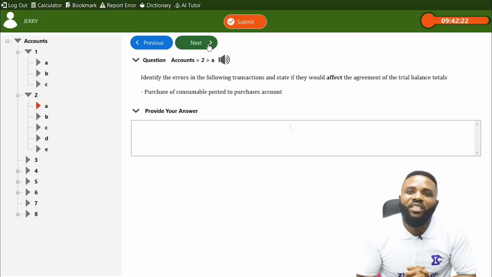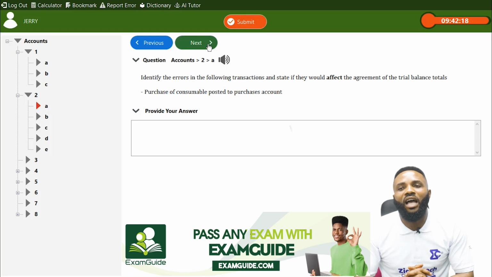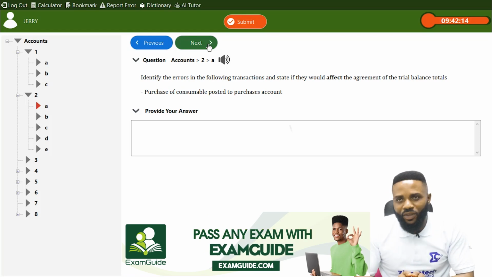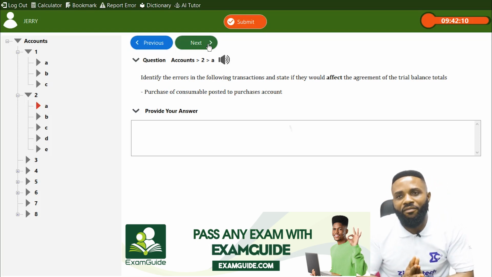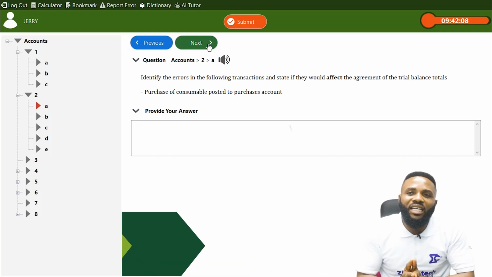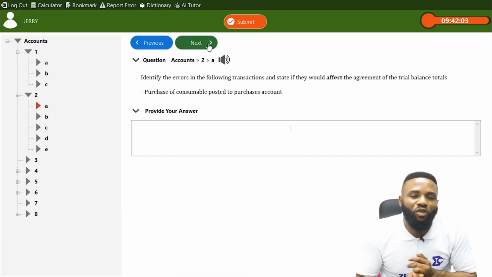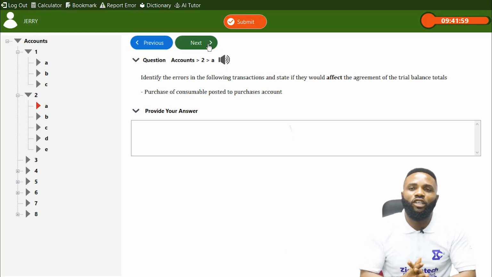Number one, he said purchase of consumable posted to the purchases account. Now, when you go to the market to buy any item, two things are involved. If you buy the item by cash, two accounts will be affected. The purchase account will be affected and the cash book will be affected. So what you are expected to do is to post the transaction.